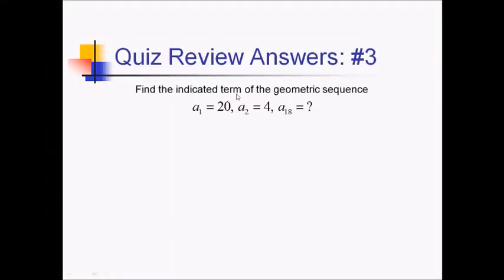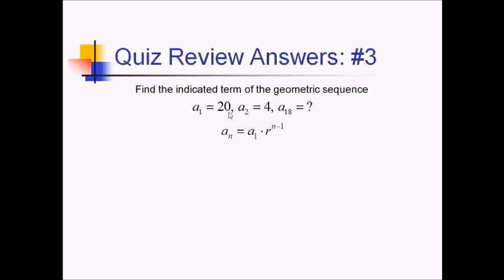For this one, we want the indicated term of the geometric sequence, the 18th term of this sequence. Geometric means that I keep multiplying by a common ratio over and over again to get the next number. So my general formula for the nth term is going to be an equals a1 times r to the n minus 1. So we're taking the first term and then multiplying by the common ratio n minus 1 times, because we've already used up the first term here.